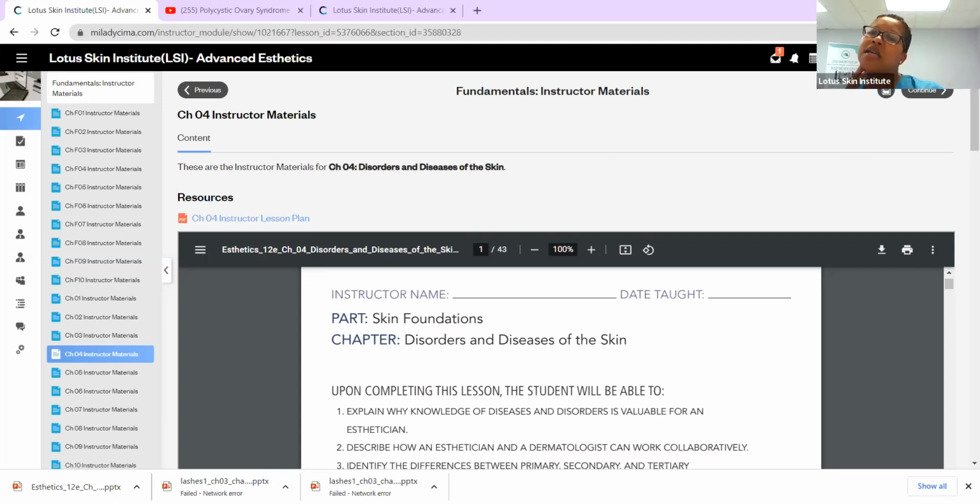Sudoriferous gland disorders, anhidrosis. What are sudoriferous glands? We talk about sebaceous glands all the time. Do we know what sebaceous glands are? Are those the glands that produce oil, like for people that get pimples if there's too much? Yes, oil glands. That's what sebaceous glands are. They are oil producing glands.